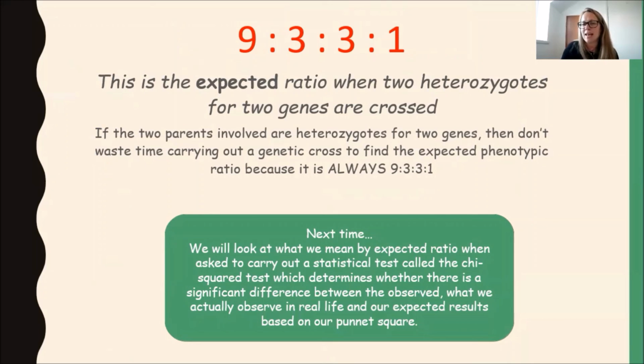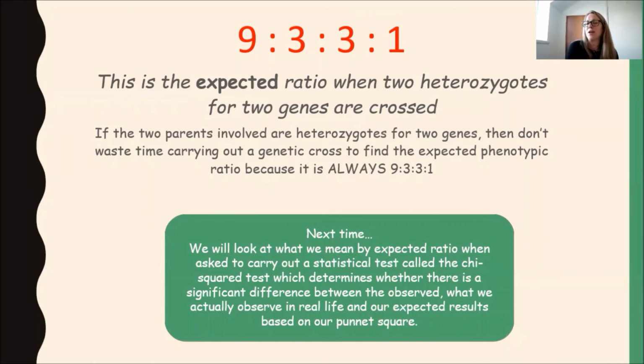I want you to say that again. 9 to 3 to 3 to 1. This is always the expected ratio when 2 heterozygotes for 2 genes exist. So in any dihybrid cross where the 2 parents are heterozygous, remember that means that they have a dominant and a recessive allele present for both genes, the ratio is always 9 to 3 to 3 to 1.